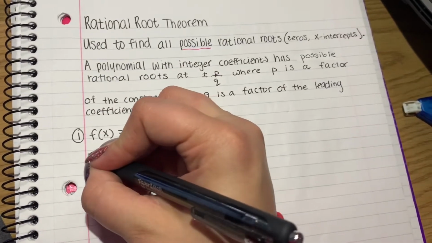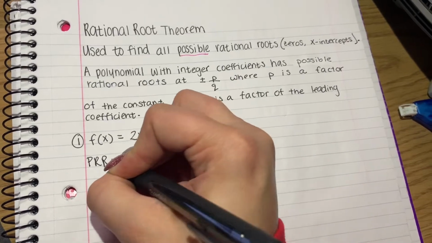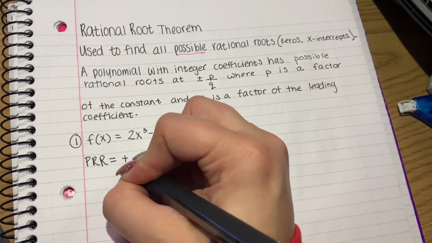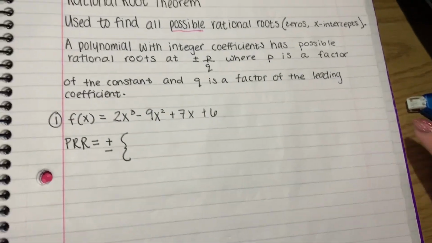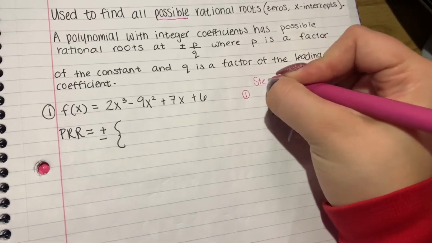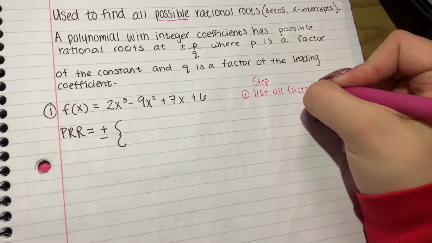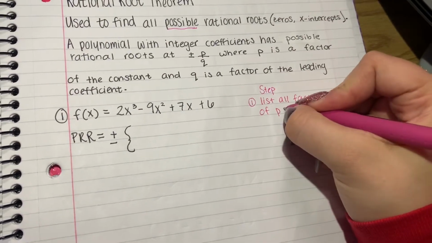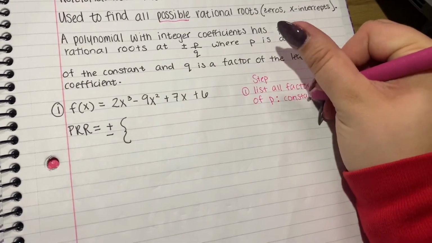The rational root theorem says that I can find possible rational roots as p over q, where p is a factor of the constant and q is a factor of the leading coefficient. So we want to start off with plus or minus, and this is how I like to organize. The first step is to list the factors of the constant. The constant is the number at the end that has no variables, or that has degree 0.